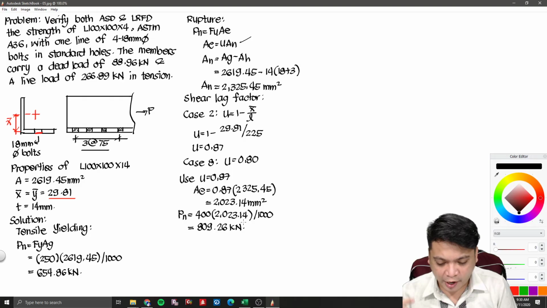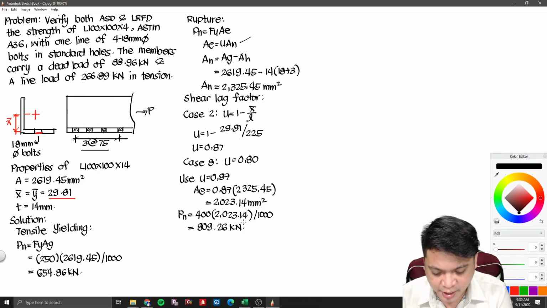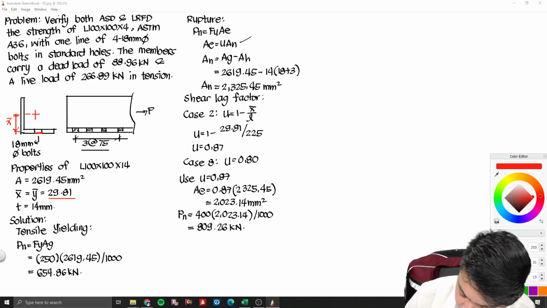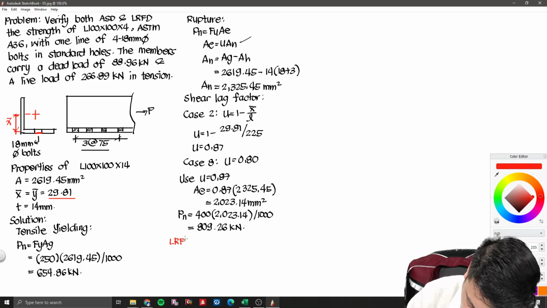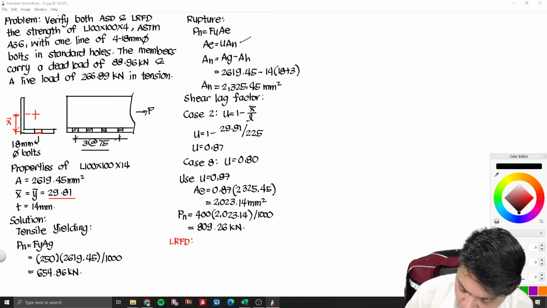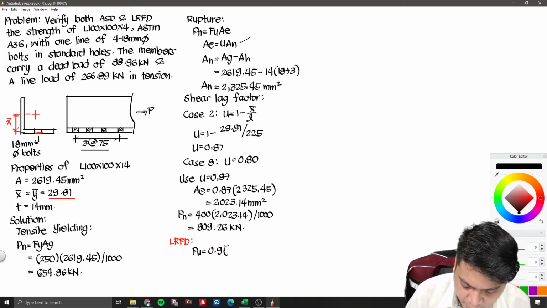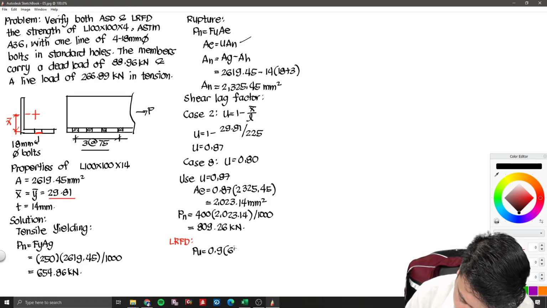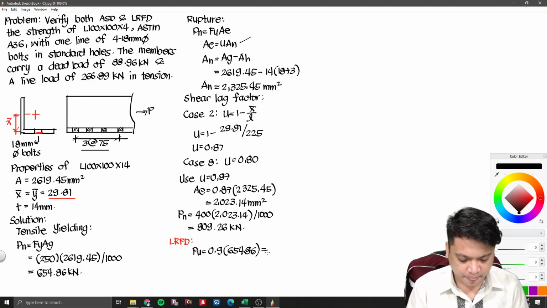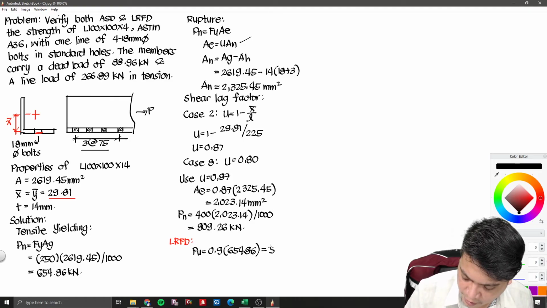Okay. So, ngayon, check natin using the LRFD. Okay. So, 1, due to yielding, we have here PU is equals to 0.9 of P sub N. So, ang P sub N ko is 654.86. So, that's 0.9 times 654.86. So, that's equals to 589.37.